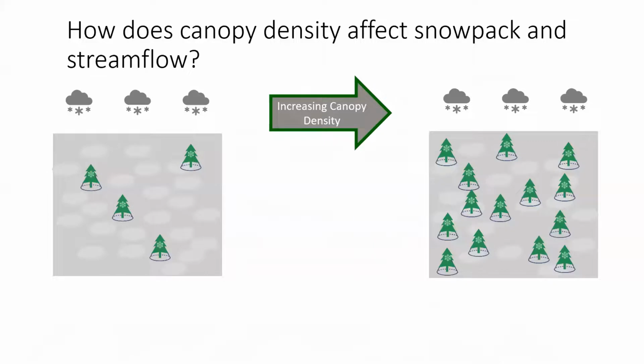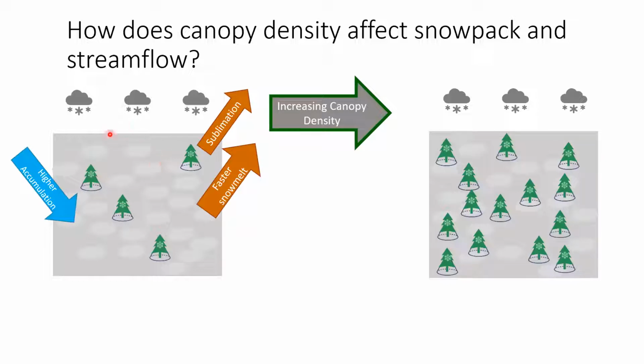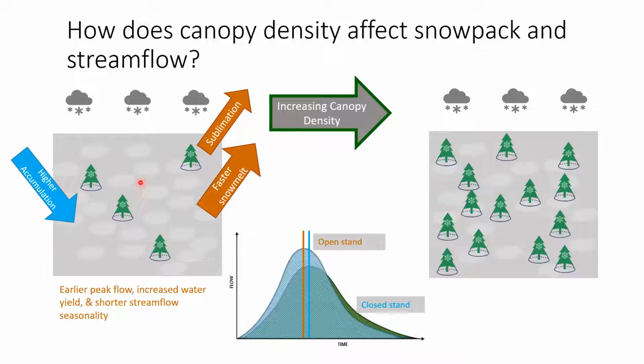So how exactly does canopy density affect snowpack and stream flow? Starting here with an open stand, you can see this tree here that has this snowflake that represents its ability to intercept incoming snow. This cone shape structure represents its ability to shade snow. And then here, these white clouds represent different piles of snow accumulation. When looking at an open stand, you're generally going to have pretty high snow accumulation because, again, you have fewer trees that can intercept incoming snow. However, because more ground is exposed to solar radiation, you're going to have high rates of sublimation and a faster snowmelt rate.